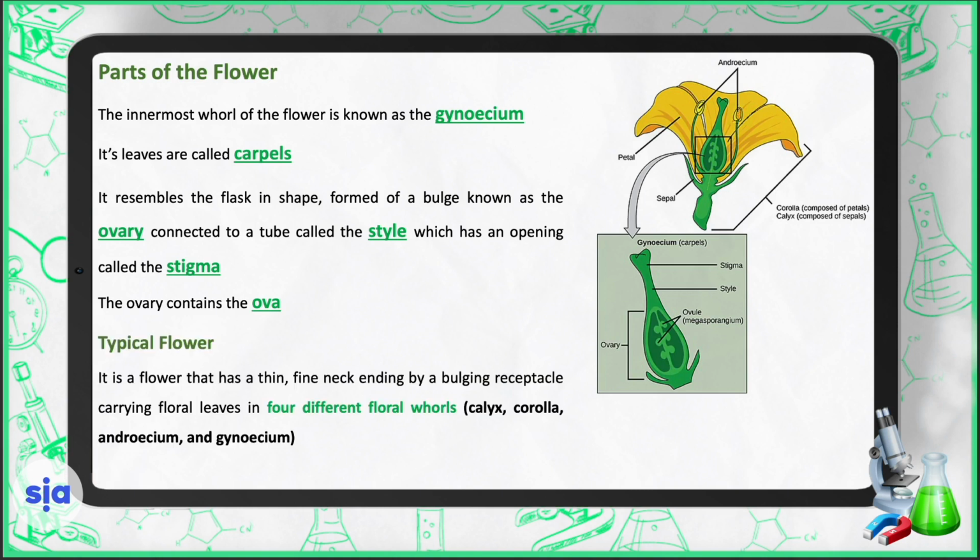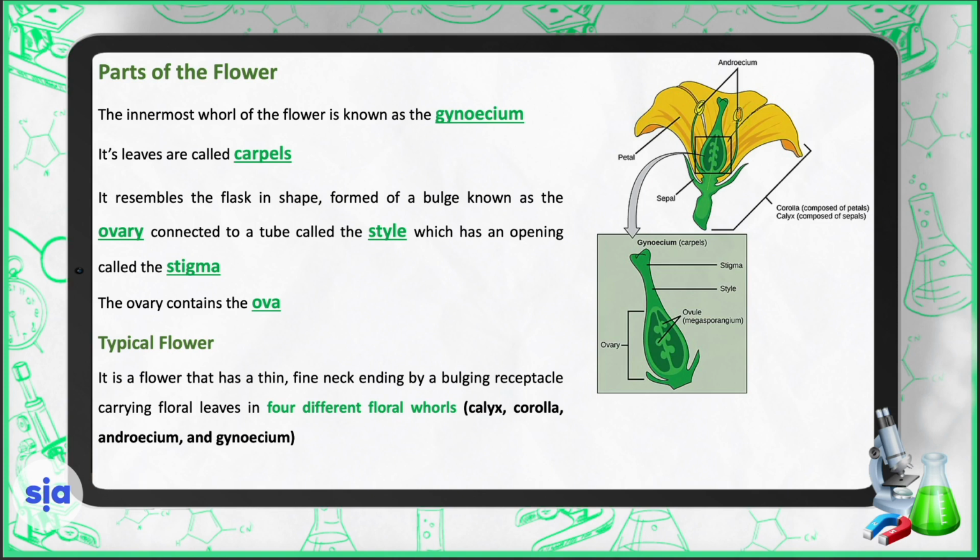A typical flower is a flower that has a thin, fine neck. This is the thin, fine neck, ending by a bulging receptacle, carrying floral leaves in 4 different floral whorls: calyx, corolla, androecium, and gynoecium.